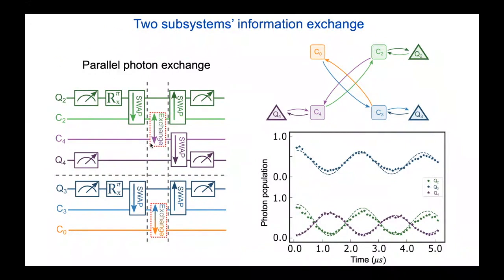Okay, so the last protocol I want to introduce is two subsystems exchanging information simultaneously. Basically, you can see here there are two subsystems. The top one is the system you already saw between Q2 and Q4. And we want to initialize another photon exchange between Q3 and C0, since C0 doesn't have a corresponding qubit. But the interesting part here is that the exchange operation between the two combinations happens simultaneously. And then we can measure all three qubits in the end to get the population of all the information exchange. And you can see the population exchange happening at the bottom right corner here, which indicates the photon freely moves between Q2 and Q4, and simultaneously also moves between Q3 and C0.